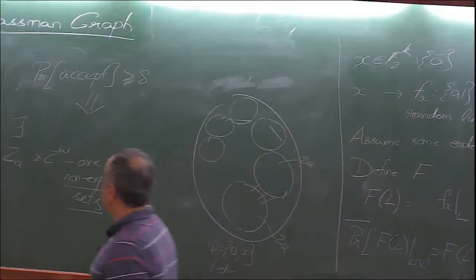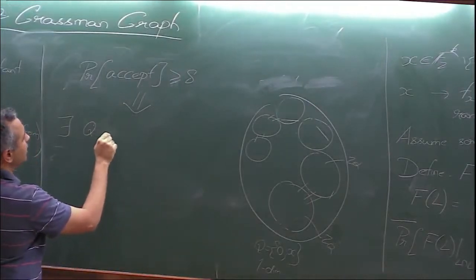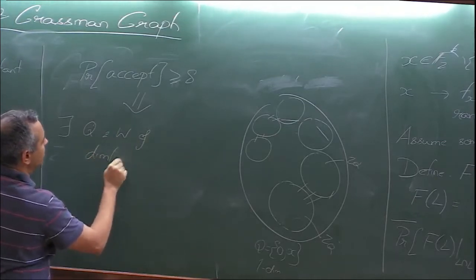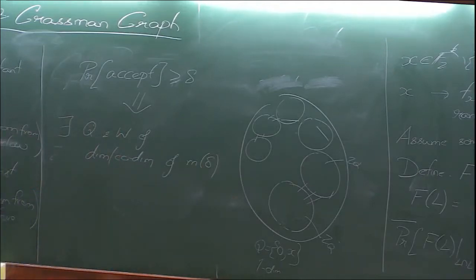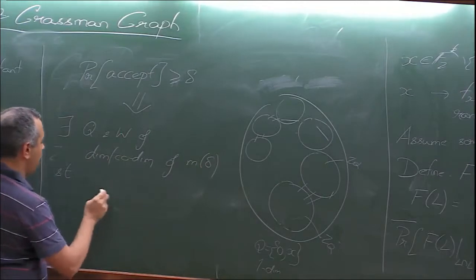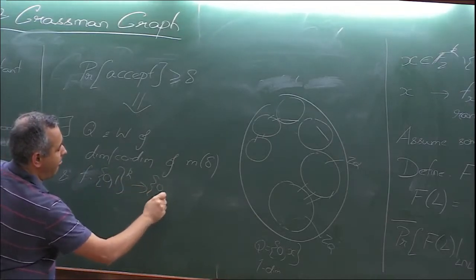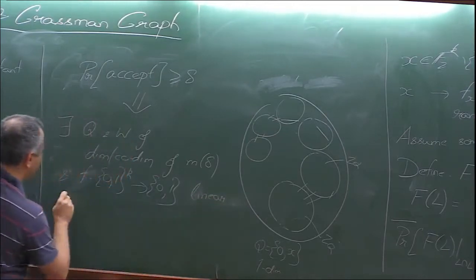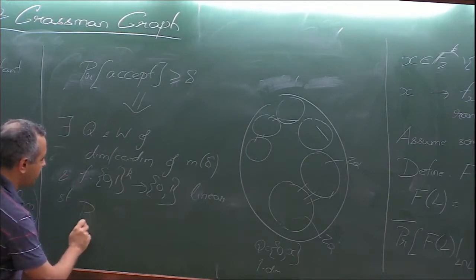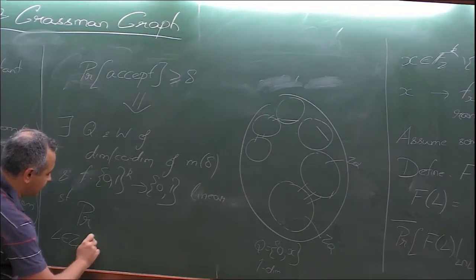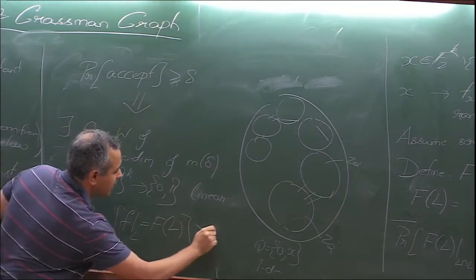The best global structure one could hope for is the following. If the probability of accept is delta, then there exists a Q of constant dimension and a W of constant co-dimension, depending on delta, and a global linear function F, such that when I restrict myself to this Q and W, this part of the graph, it is consistent with the linear function. Then the probability, when I pick a random L in ZQ intersection ZW, that F restricted to L equals the function on L, is greater than epsilon.